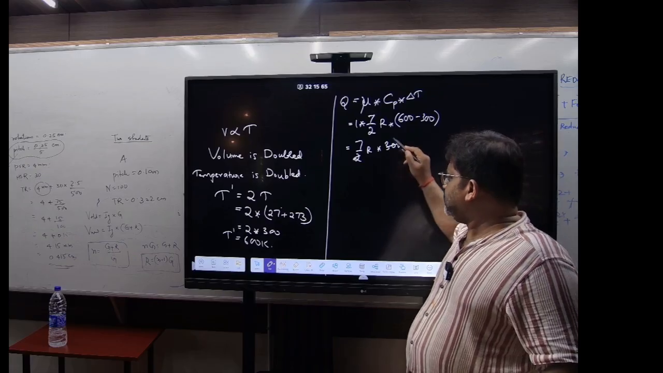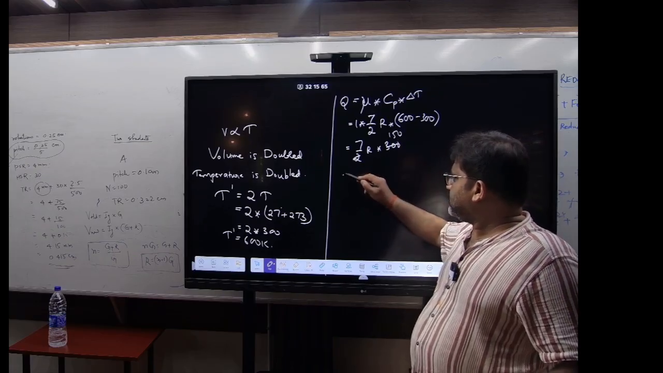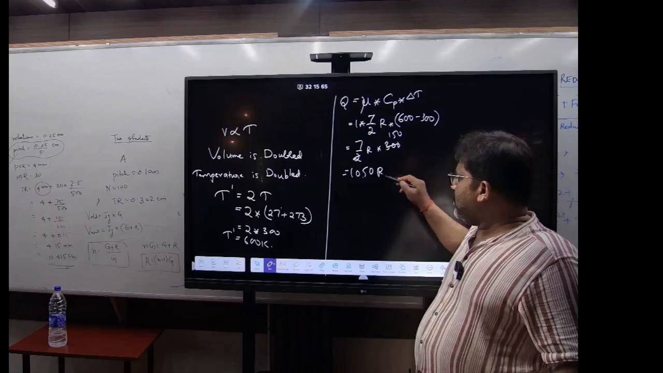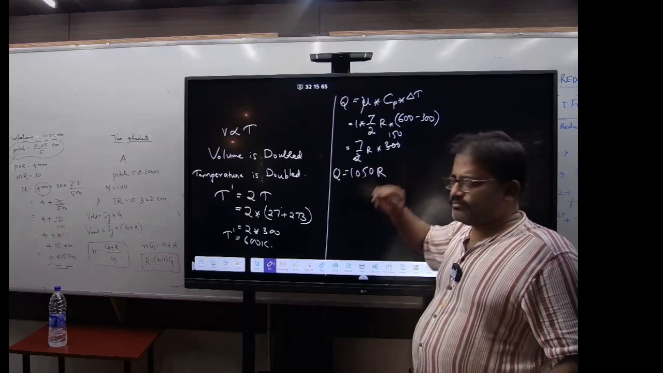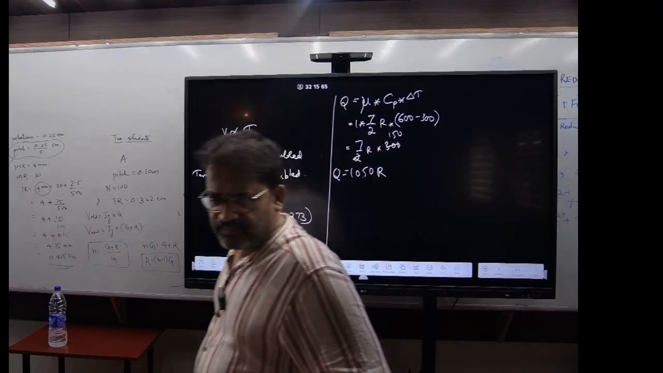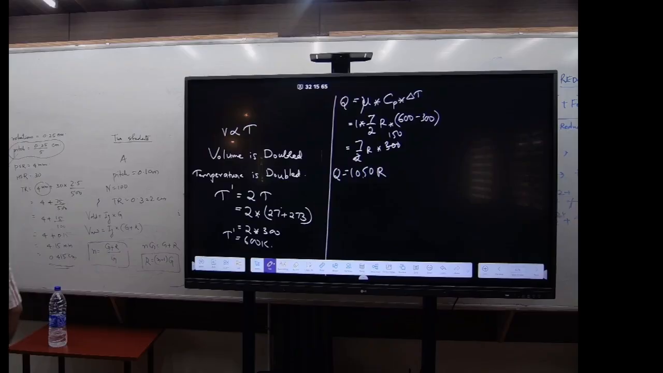So that is nothing but 1050 R. So what is the right option now? Option 3. Verify it.